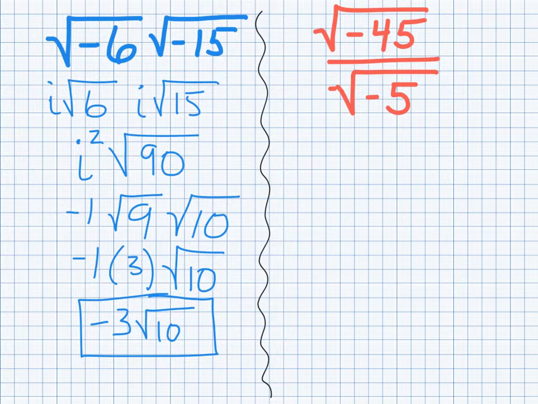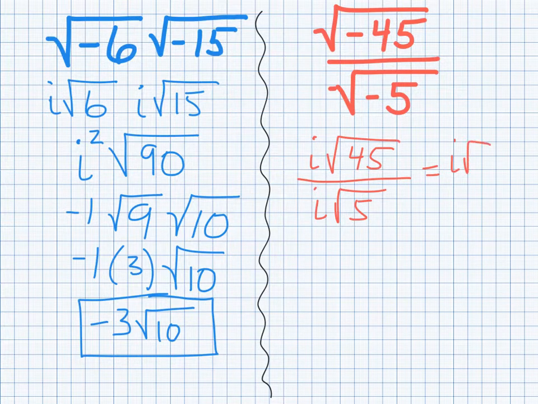Let's take a look at our red problem over here. Let's do the same thing we did as before. So I'm going to break down the square root of -45 as i square root 45, and the same thing in the denominator. And the great thing about 45 is that this one's pretty easy. It actually deals with the 9 again. So we have square root 9 square root 5 over i square root 5.